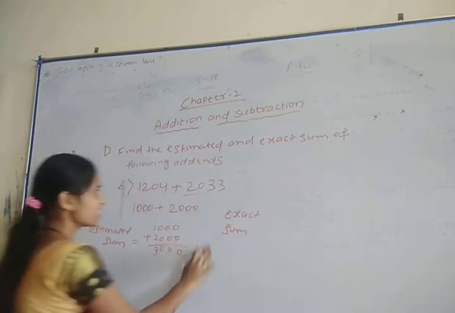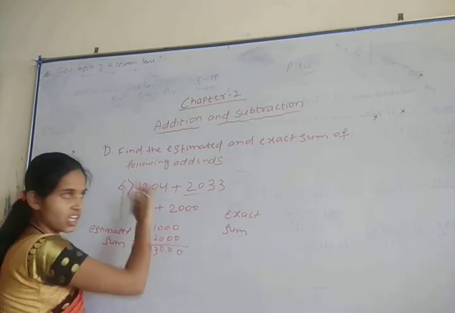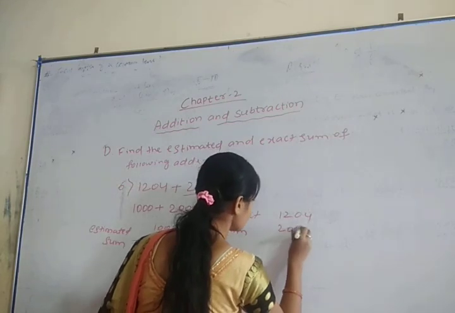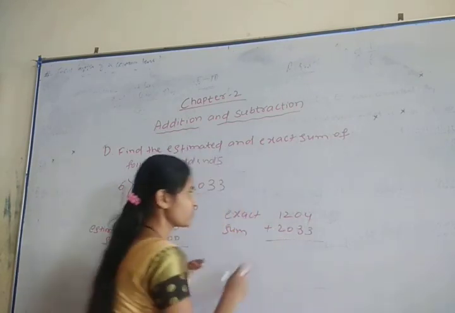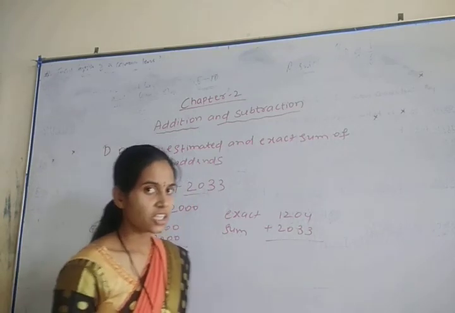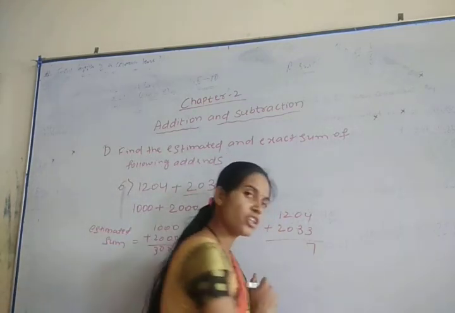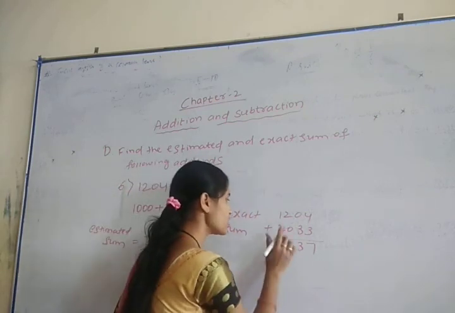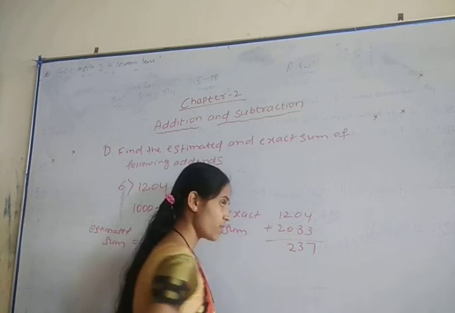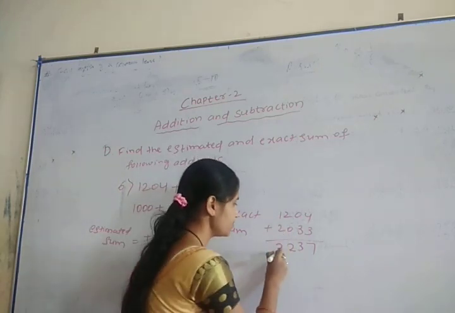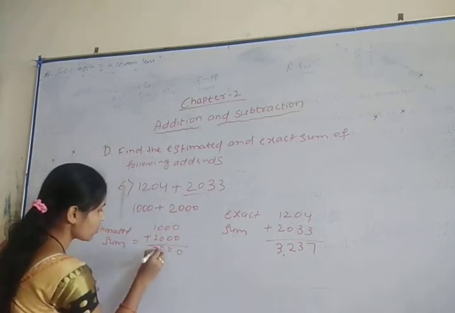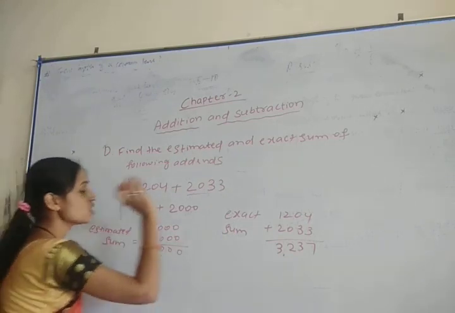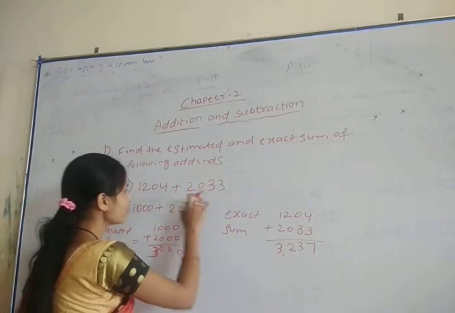So to find the exact sum, add these two numbers as this. Add these two. 4 plus 3 is how much? 4 plus 3 is 7. 0 plus 3 is how much? 0 plus 3 is 3 only. 2 plus 0 is how much? 2 plus 0 is 2 only. So 1 plus 2 is how much it is? It is 3. So 3000 is the estimated sum of these two numbers, and 3237 is the exact sum of these two numbers.